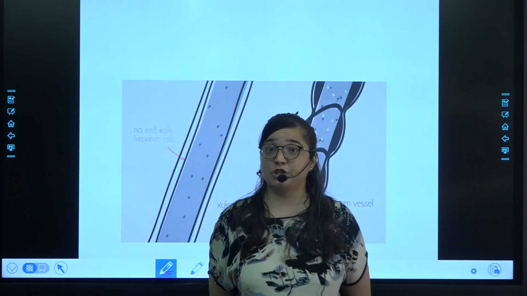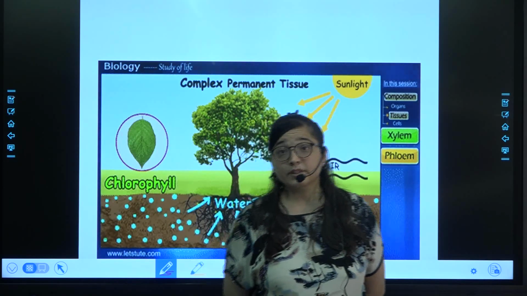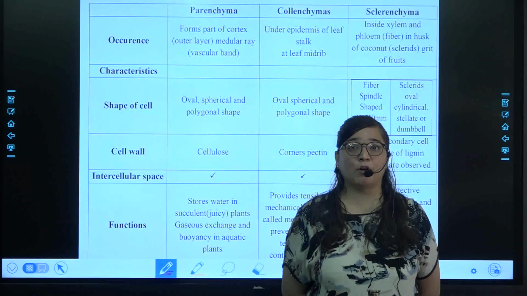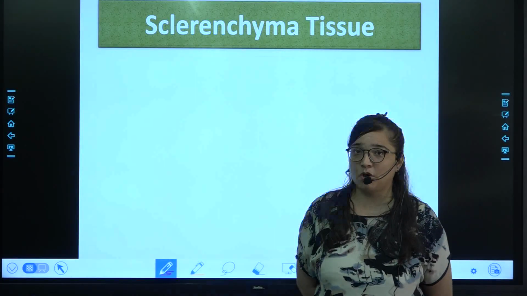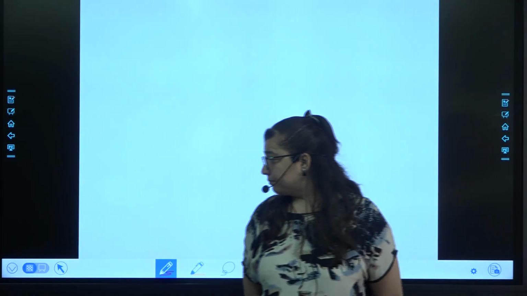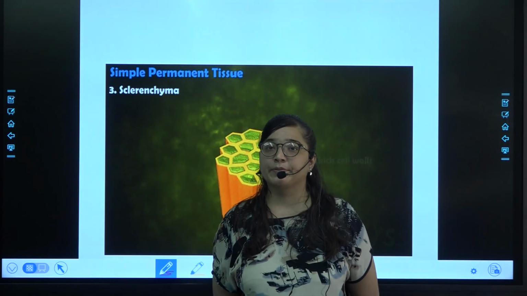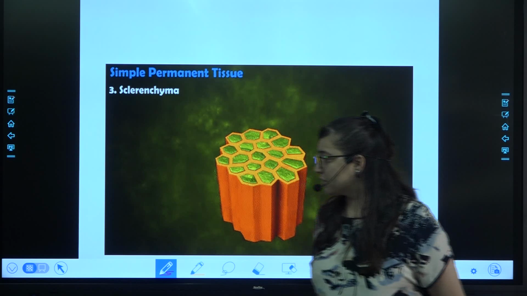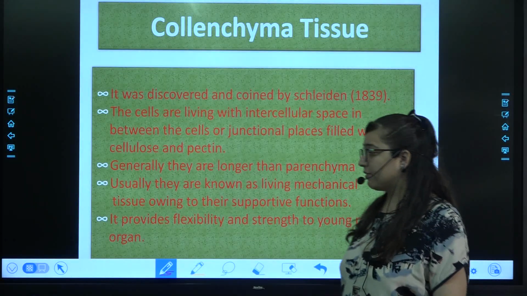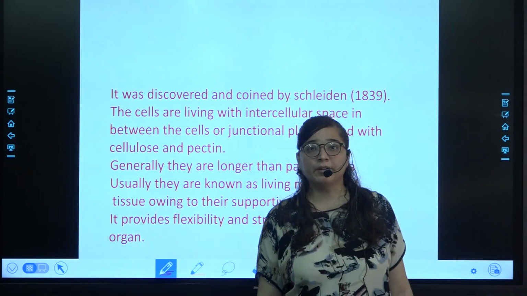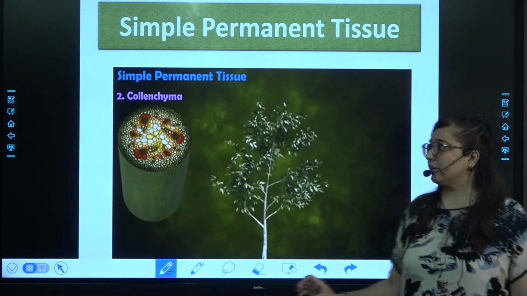For kind information, we did today 2 types of simple permanent tissue and 1 type of complex permanent tissue. First of all, 3 types of tissue: this is sclerenchyma and before that collenchyma. Parenchyma we have already discussed. Very quickly we'll have the collenchyma tissue. Okay, so collenchyma, you can just have a look at it.